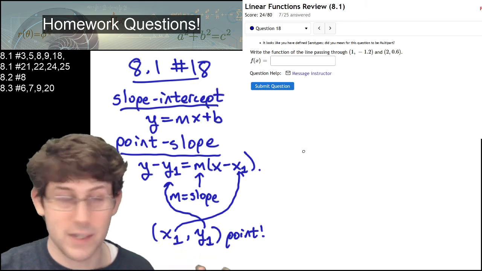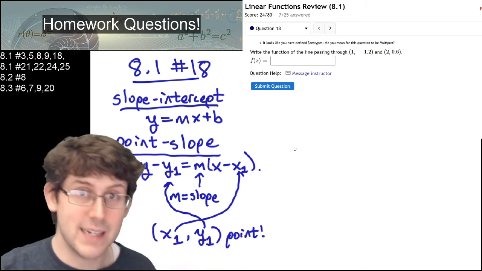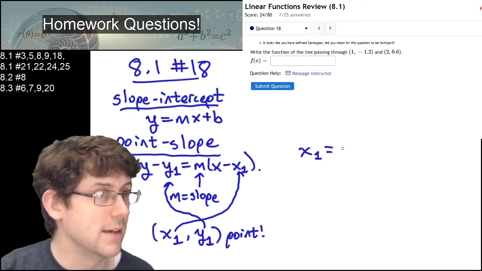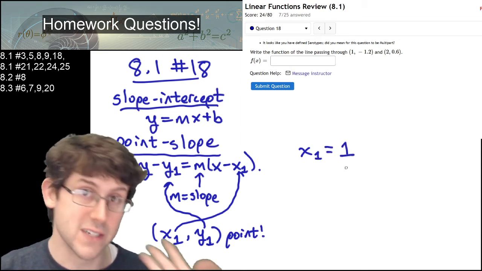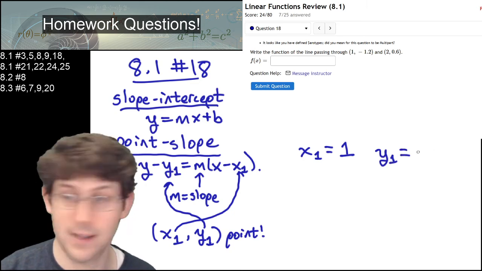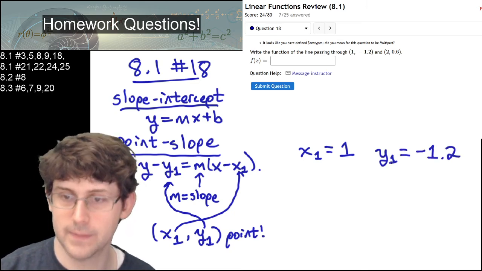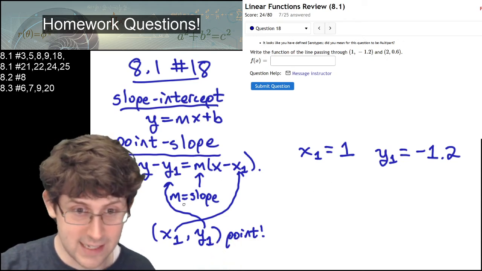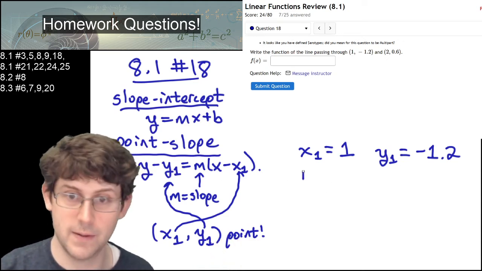So because the question gives me some points, I already have an x1 and a y1. I'm going to say that x1 is 1. I just grabbed the first x from the point. And y1, first y, is minus 1.2. Then all that's left to plug in is the slope. So I have to find the slope.